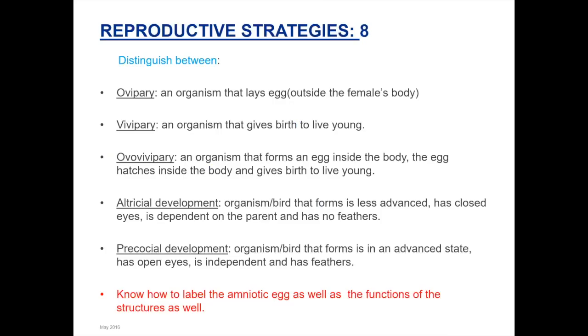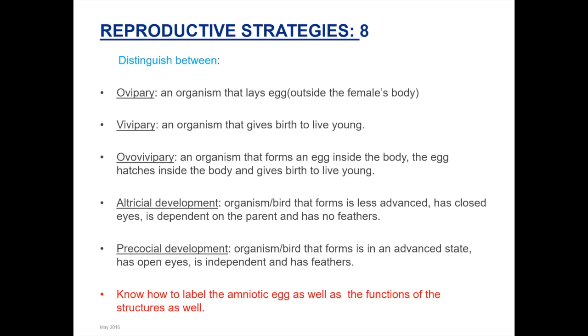Right. Let's look at some content now. Right, let's look at reproductive strategies. It's 8 marks. Oviparity, an organism that lays eggs, say, outside the female's body. Viviparity, an organism that gives birth to live young. Ovoviviparity, learn how to spell this properly. An organism that forms the egg inside the female's body, the egg hatches inside the female's body, and then she gives birth to live young.